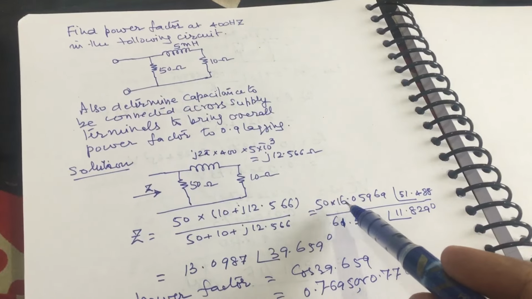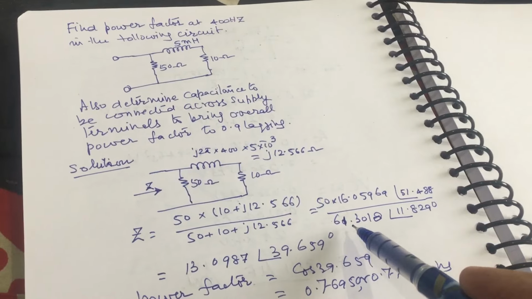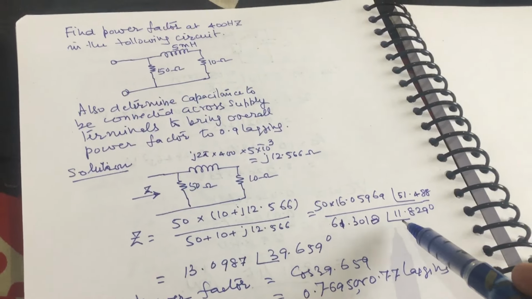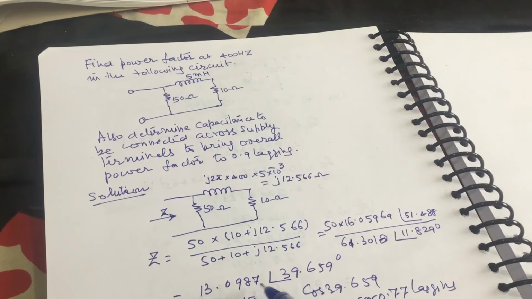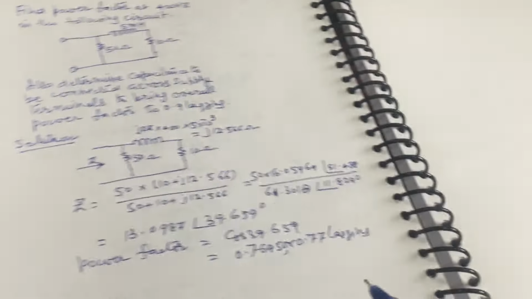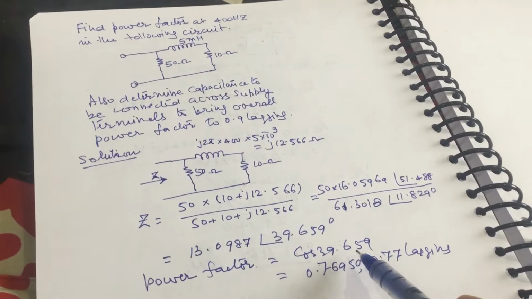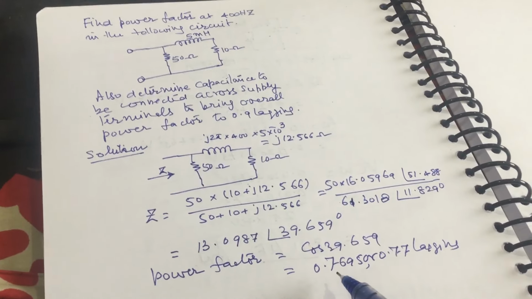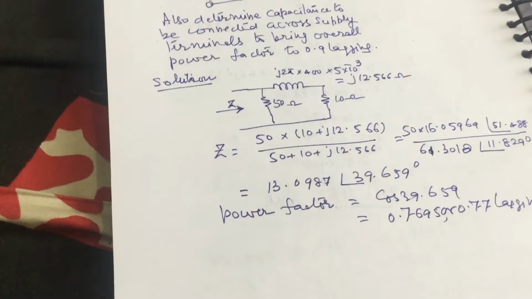So this becomes 50 into 16.05969, 51.488, and this becomes 61.3018, and the angle is 11.829. Then we get this is 13.0987 and 39.659. Now we can find out the power factor. The power factor will be cos of this angle. This becomes cos 36.659 and this becomes 0.7695, or 0.77 lagging is the power factor of the circuit.